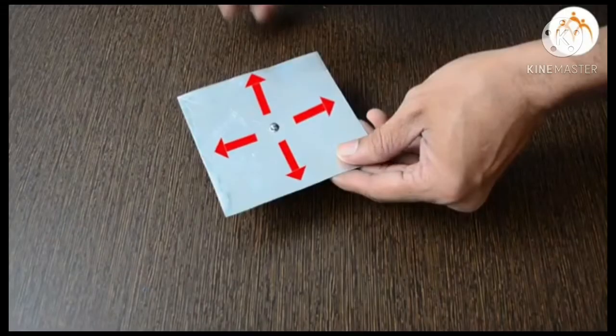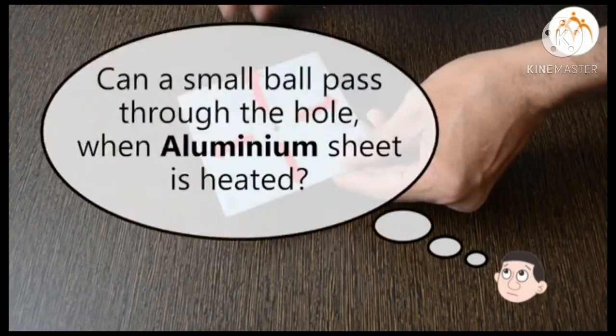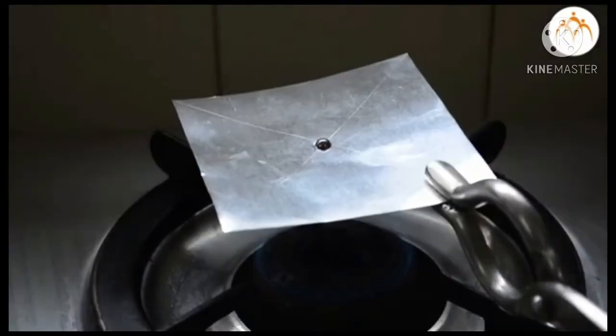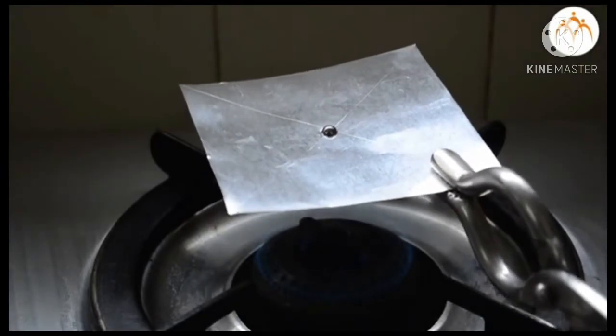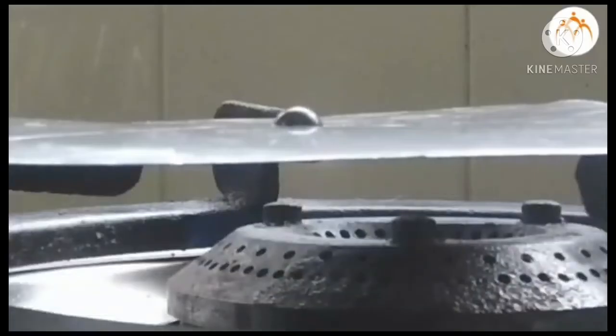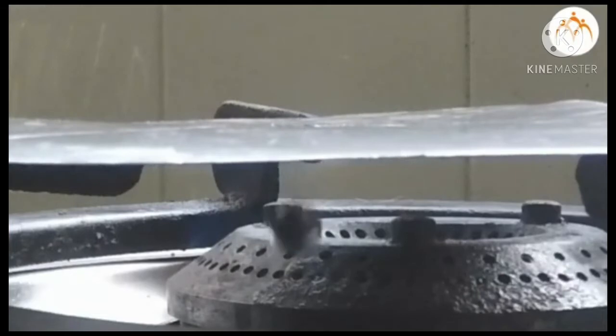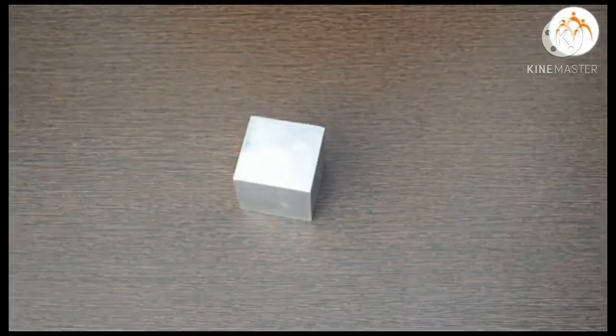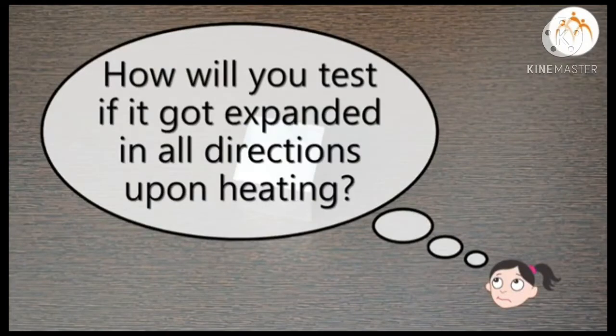We know that objects expand in all directions. Will this small steel ball pass through the hole when aluminium sheet is heated? Yes. It will expand in all directions. As I heat it, aluminium expands. The hole becomes large enough for ball to pass through. We saw how rod and plate expand in 1 and 2 dimensions. If I take a cube of aluminium, how will you test if it got expanded in all directions upon heating?